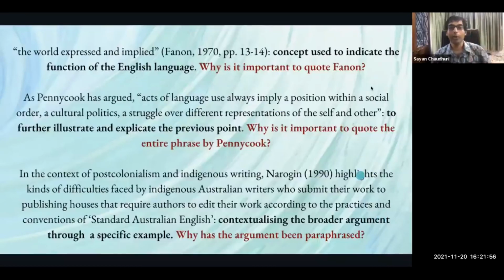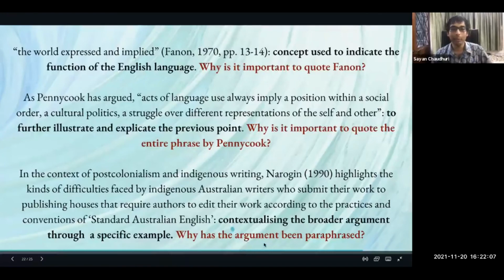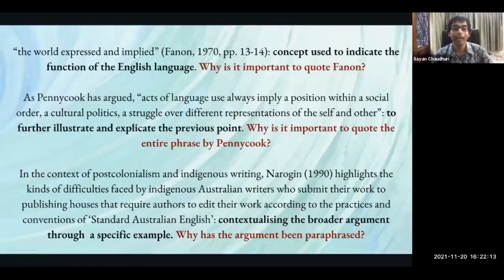Now, I put it down that the first one has to do with a concept that is being used to indicate the function of the English language. Second one, to illustrate and explicate the previous point. So frequently we'll use words like as, thus, or it has been pointed out by, right? And finally, it is contextualizing the broader argument through a specific example. So these are three functions, right, that you will popularly find in a lot of writing.